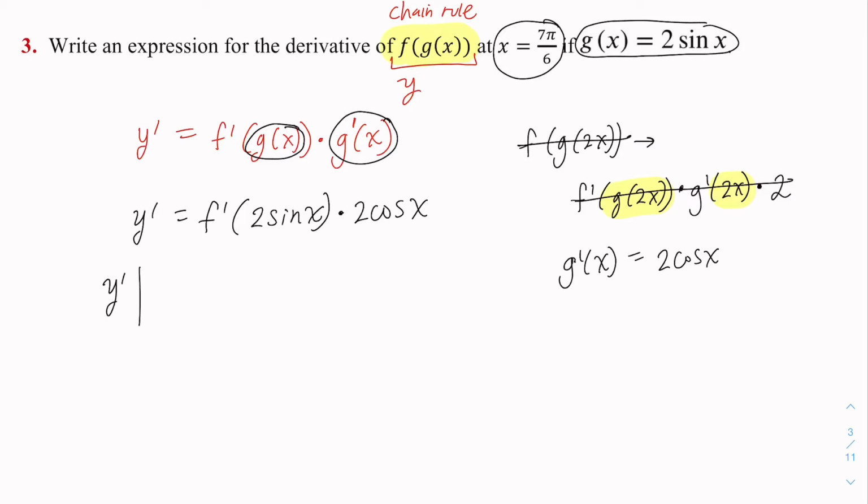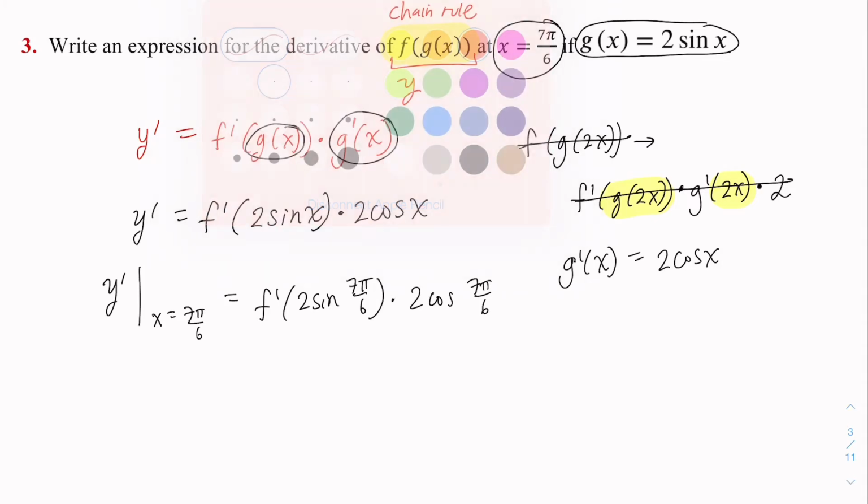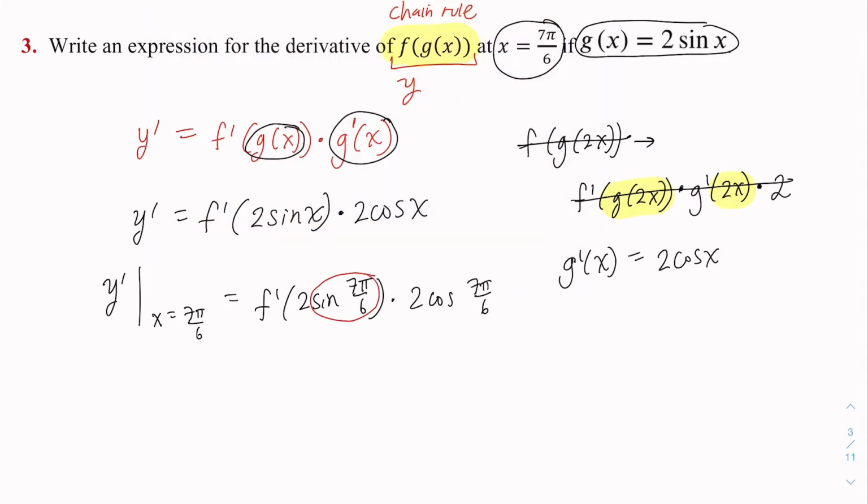Y prime evaluated at x equals 7 pi over 6 equals, and now we're just going to plug it in everywhere we see an x. In our next step, let's evaluate sine of 7 pi over 6 and also cosine of 7 pi over 6, and then plug them in. 7 pi over 6 is 7 times 30, which is 210, so I'll be in this quadrant with a 30-degree reference angle.